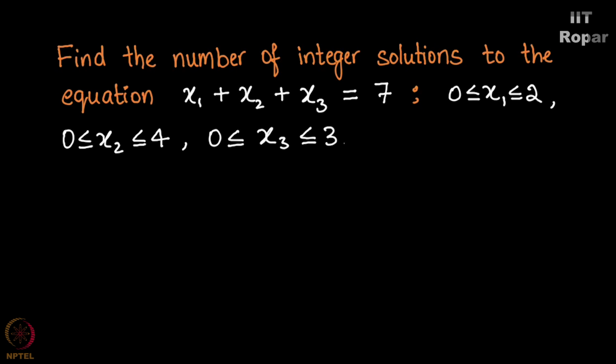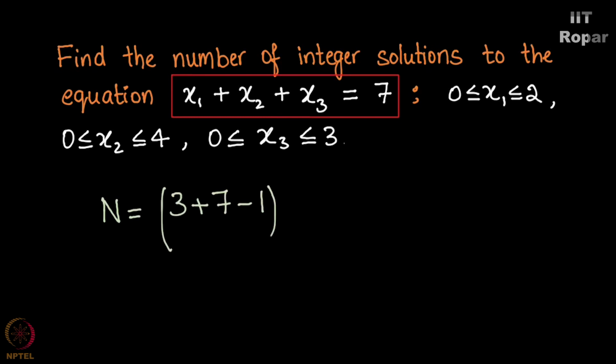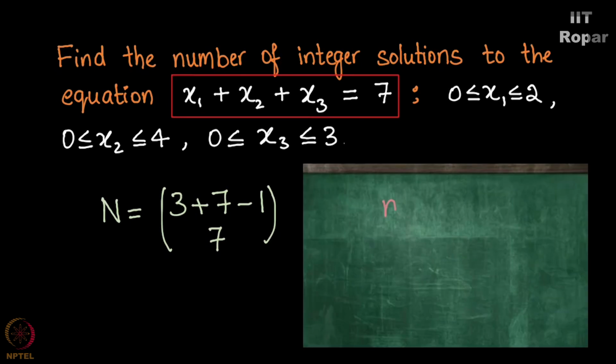Now, if I consider n to be the set of all possibilities, we know that it is going to be (3 + 7 - 1) choose 7. How? By the concept of sticks and cups, you know that n is 3 here, r is 7. So, by the formula, it is (n + r - 1) choose r, and hence it is (3 + 7 - 1) choose 7, which is 9 choose 7, which happens to be 36. Now, this is all possibilities.